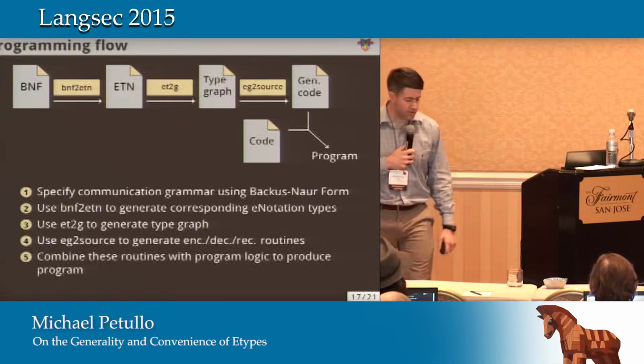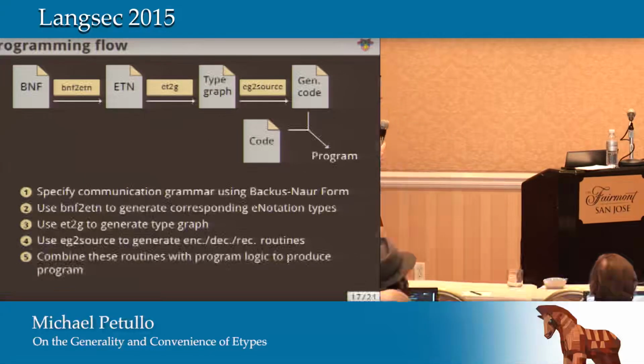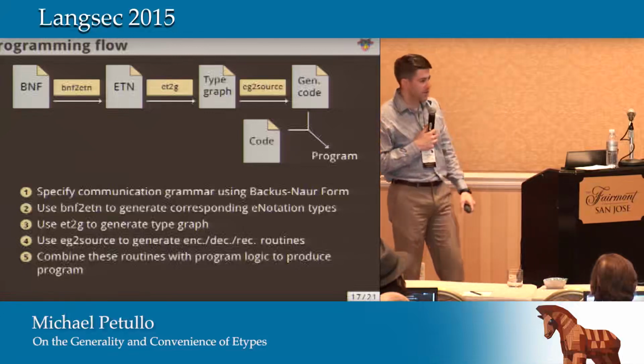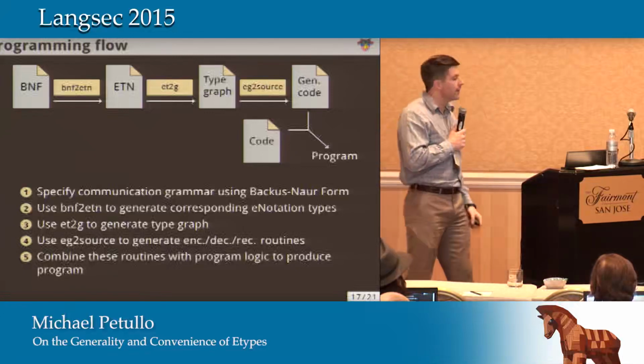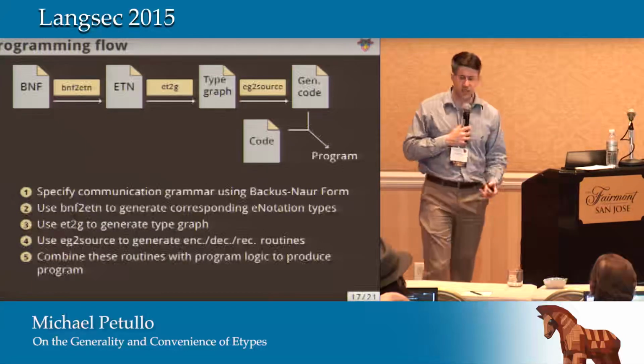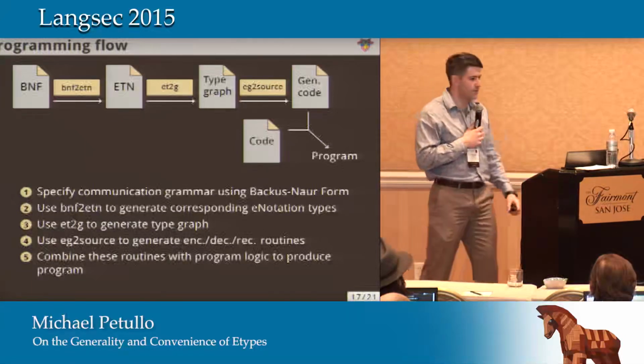So this is what our programming flow looks like now. If you go through the technique that I just described, everything after BNF2ETN is the same as it was last year, but just to summarize what we did. You first specify your communication grammar using BNF. Then you feed that BNF into BNF2ETN to generate the corresponding E notation types. And again, this is where it picks off from where we had before.